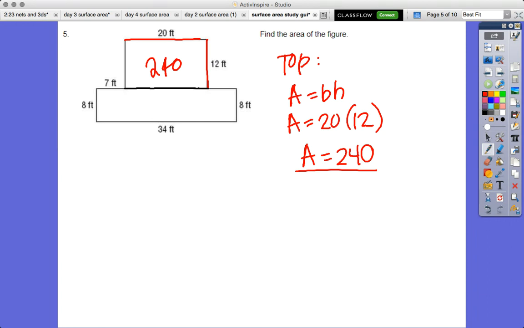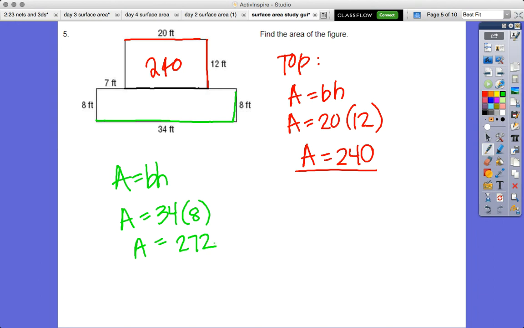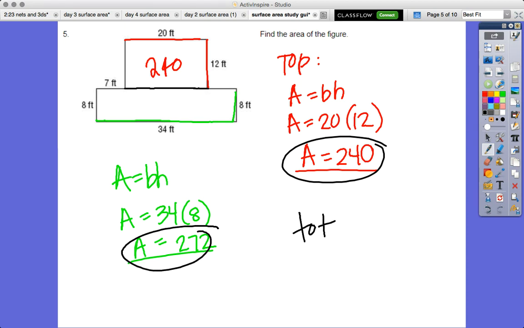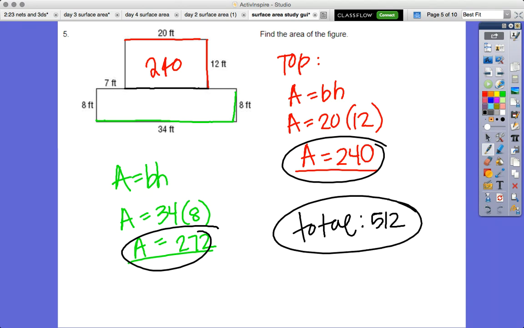All right, so now let's look at the bottom. So area equals base times height. The base is 34 and the height is 8. 34 times 8 gives me 272. So now if I find the total, I say 240 plus 272, and I get a total of 512.